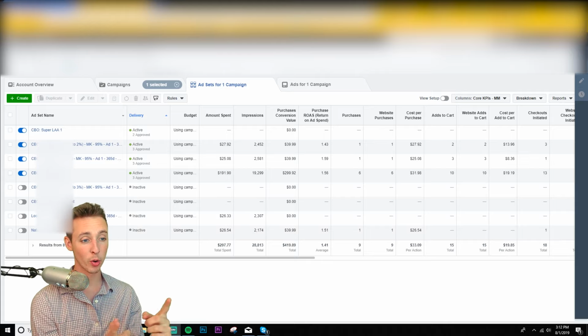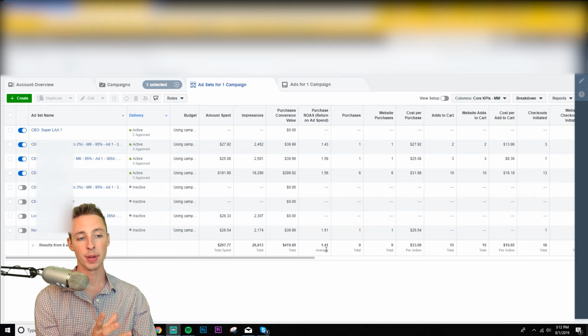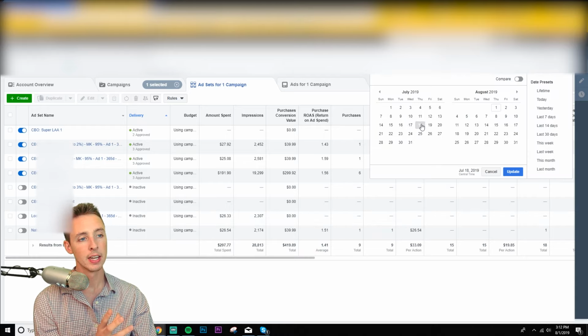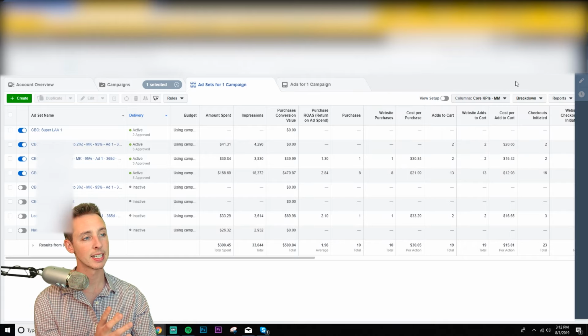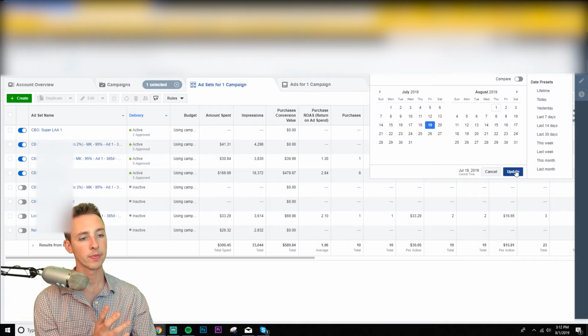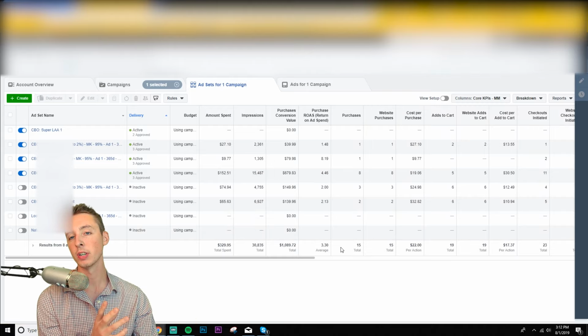One thing I want to show you before we get into the method: here's a CBO campaign. As you see, the first day I launched it had a 1.41 return on ad spend. Let's see the next day, 1.96. Let's see the next day, 2.16. Let's see the fourth day, 3.30.